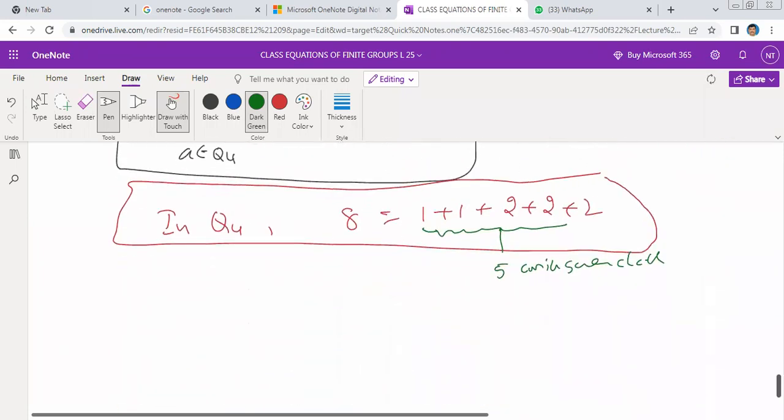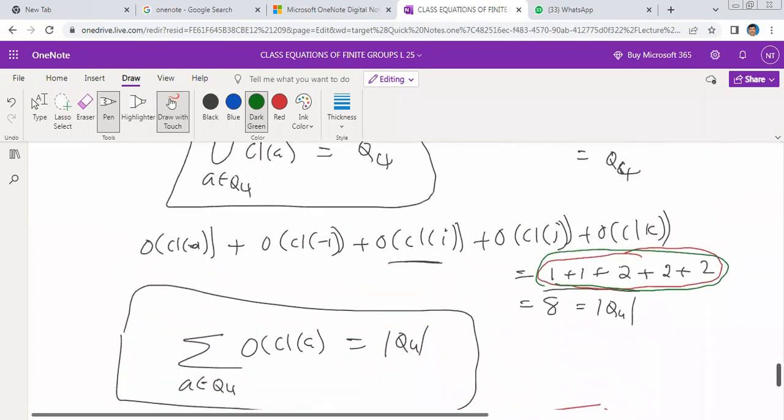It is a non-abelian group. In case it is abelian, can anybody say what the classification is? 1 plus 1 plus 1 plus 1, all are ones, 8 of them. Why? Because of the classification of each element.